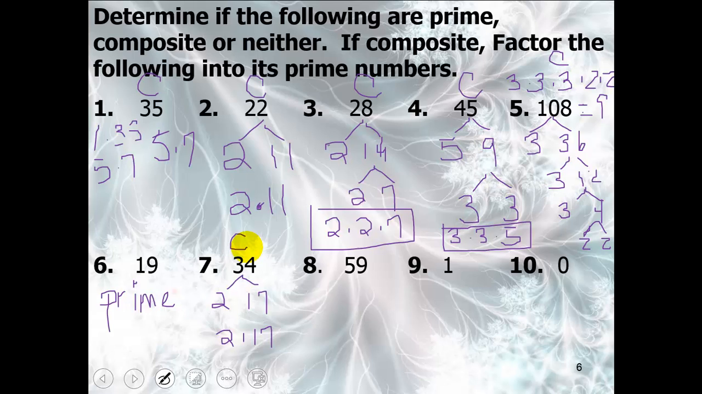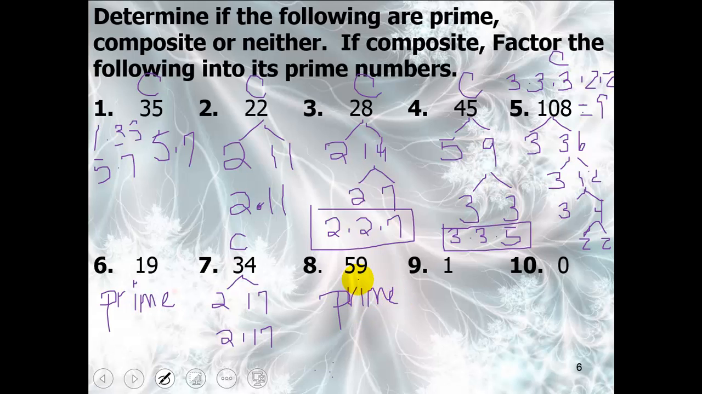59. All right. It's not even, so that can't divide by 2. 5 plus 9 is 14. 14 is not a multiple of 3, therefore 59 is not divisible by 3. It does not end in 0 or 5, so therefore it is not divisible by 5, not divisible by 7 or 11 or 13, so this one is prime.